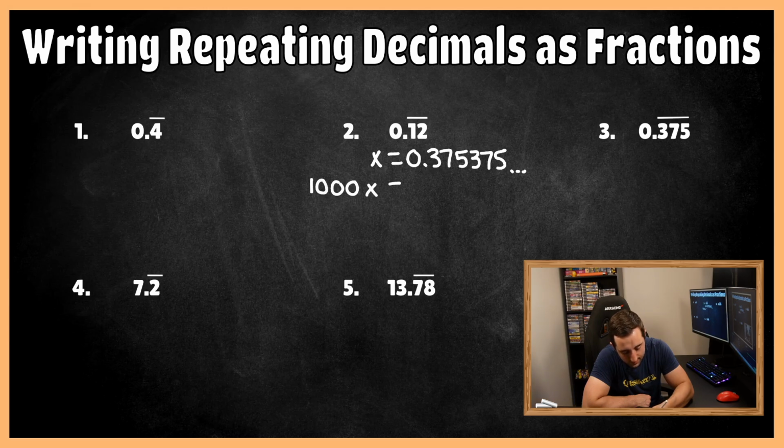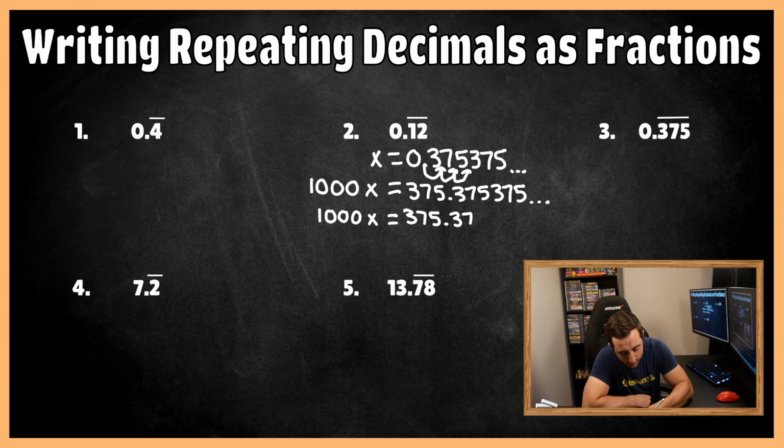And then to multiply this repeating decimal by 1,000, we want to move it 3 place values to the right. So now we have 375.375,375. And now we can go ahead and subtract these. So we have 1,000x equals 375.375,375 dot dot dot minus, again, lining up our variables, our equal signs, our decimal point. We have 0.375375, and now we can subtract it.